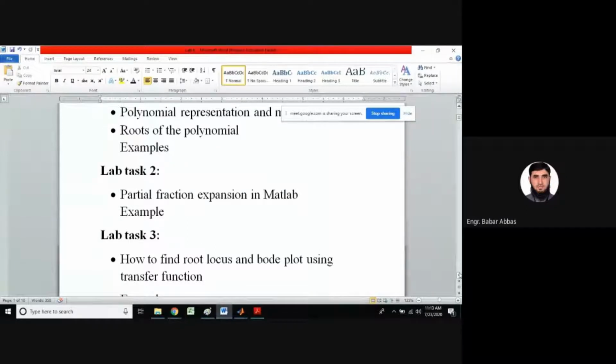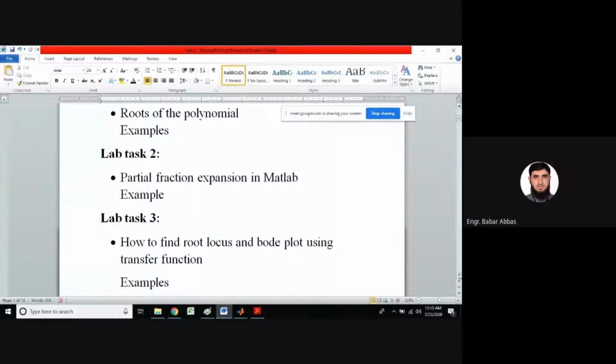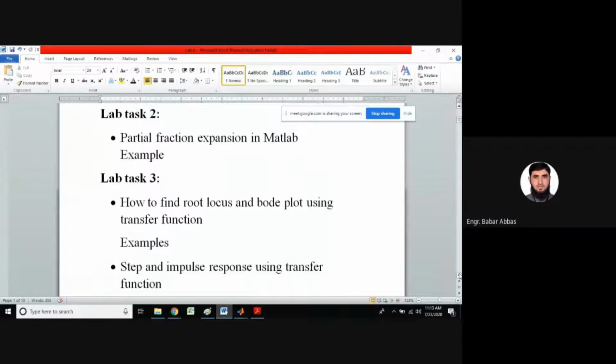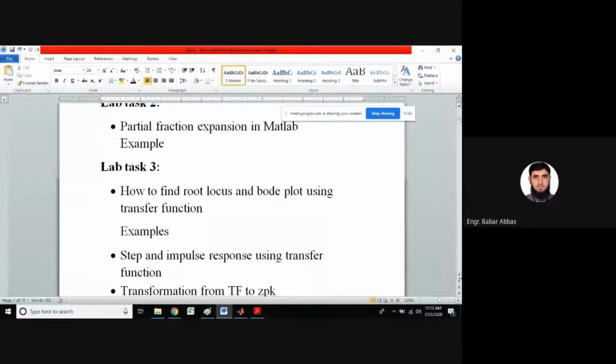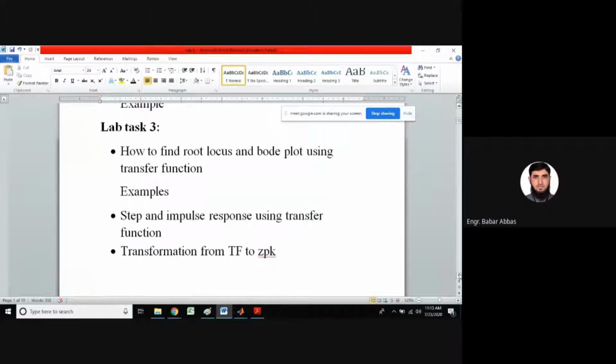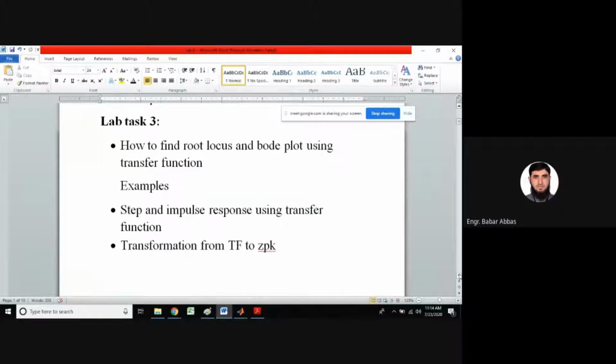Similarly, lab task 3 is how to find the root locus, Bode plot, and the Nyquist plot using a simple transfer function. And lab task 3 also involves the antenna azimuth position control system. How to plot the step and impulse response of the antenna azimuth position control system.